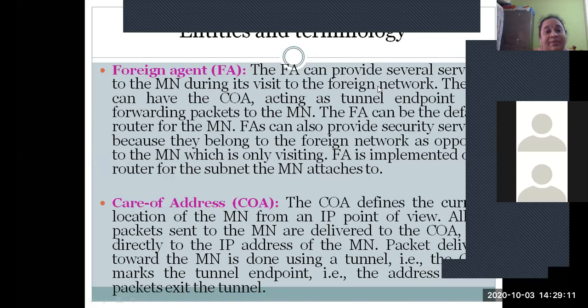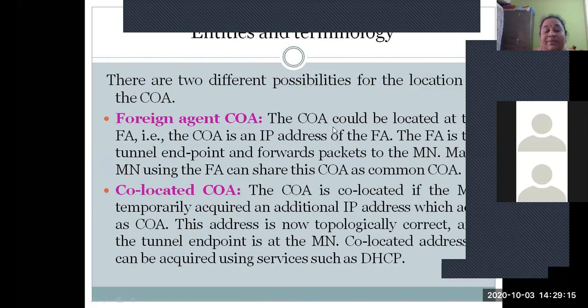This care of address will be used in two ways. That is what we discussed in the last class, right? It will be used in two different possibilities. One is the foreign agent and the next one is co-located. Foreign agent COA will be allocated to you whenever you are continuing the communication in the same network area until you complete the communication. That is the foreign agent COA.